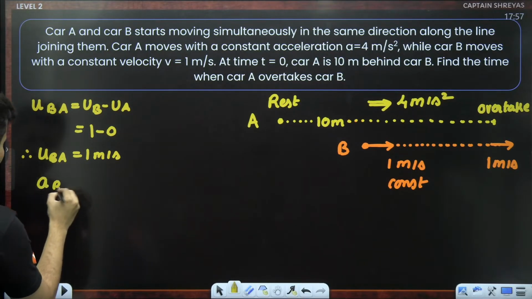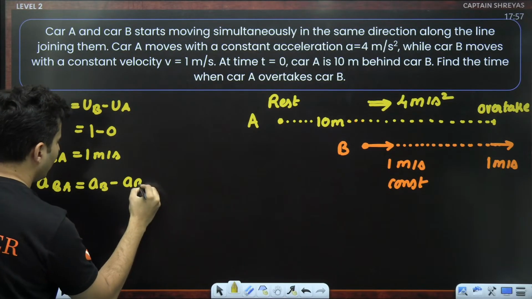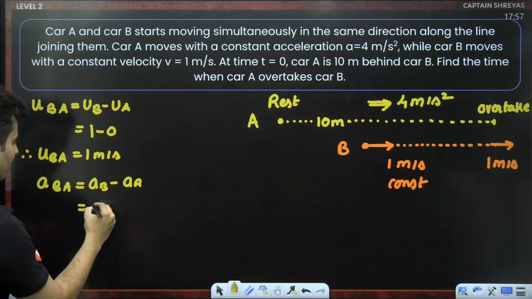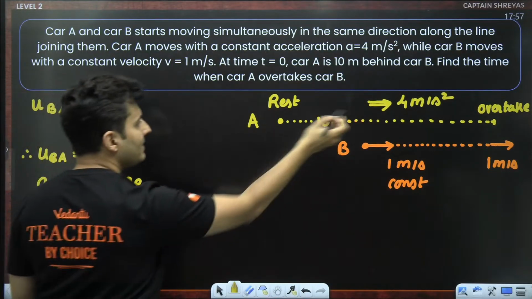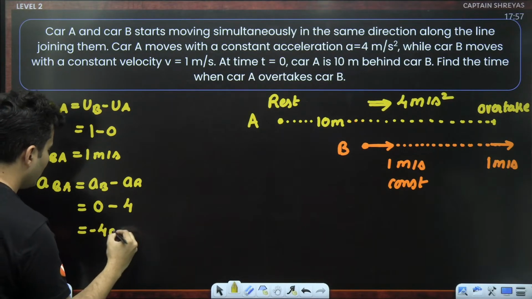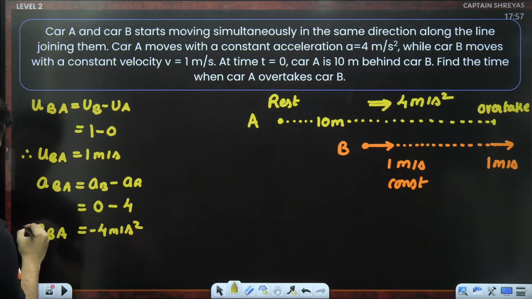What is the acceleration of B with respect to A? It is acceleration of B minus acceleration of A. B has no acceleration. It is constant velocity. A has an acceleration of 4. So you put 4. Hence, the answer is minus 4 meters per second square. Acceleration of B with respect to A.